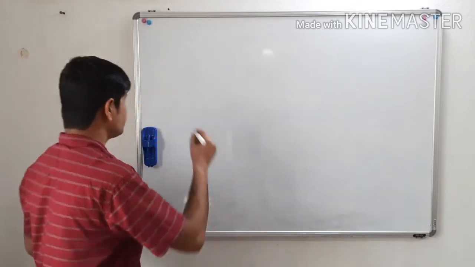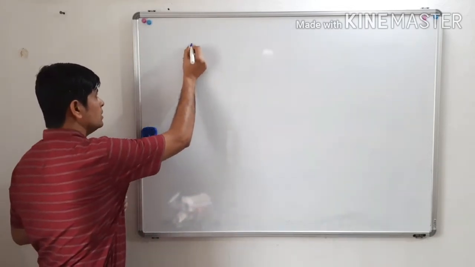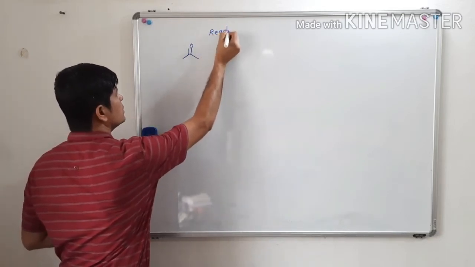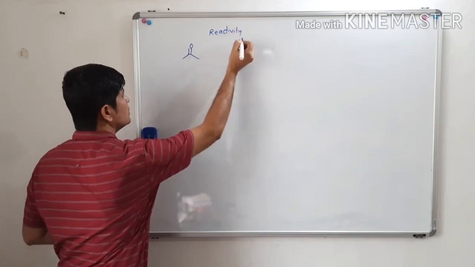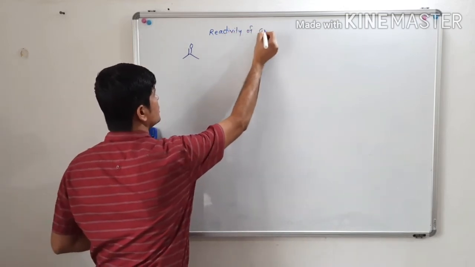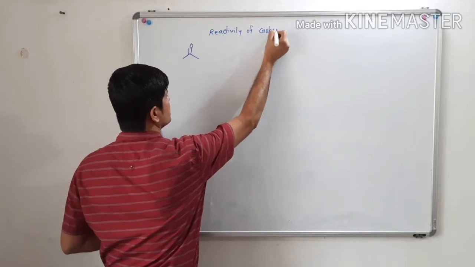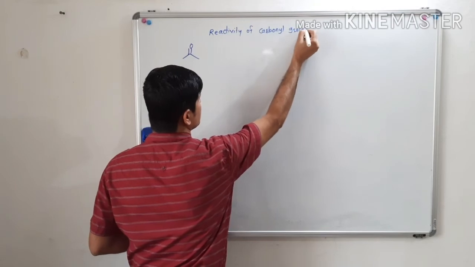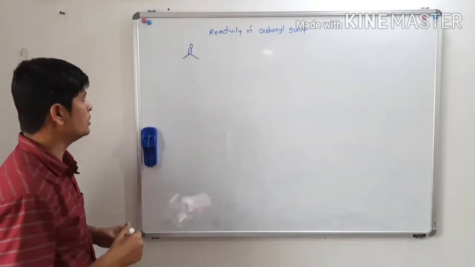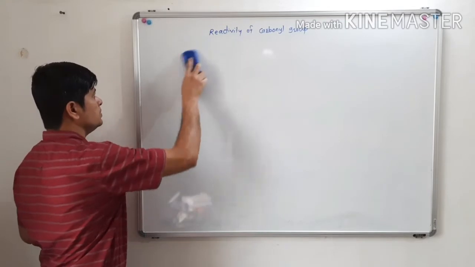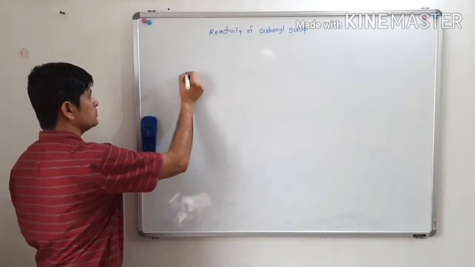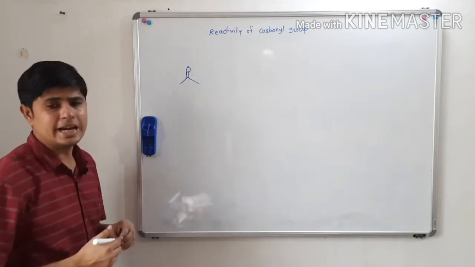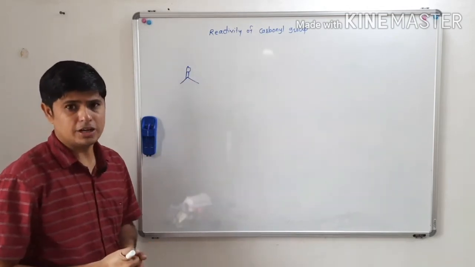Now let us see the reactivity of carbonyl group. Reactivity of carbonyl group. So you know the carbonyl group is present in both, so it may be an aldehyde carbonyl or it may be a ketonic carbonyl.